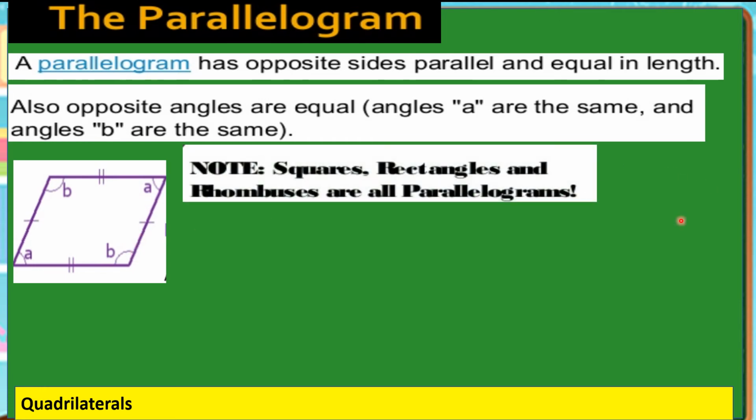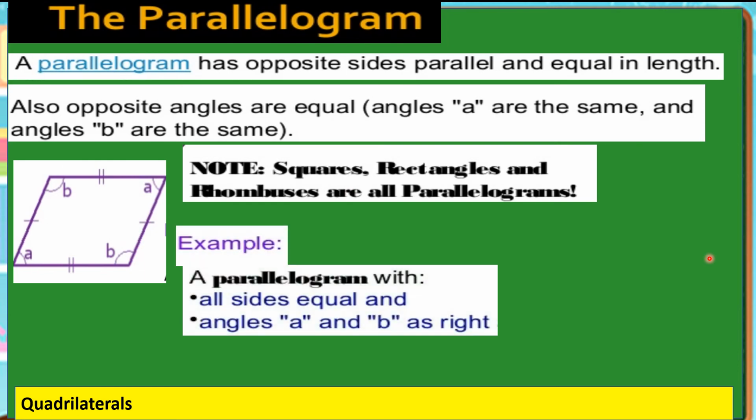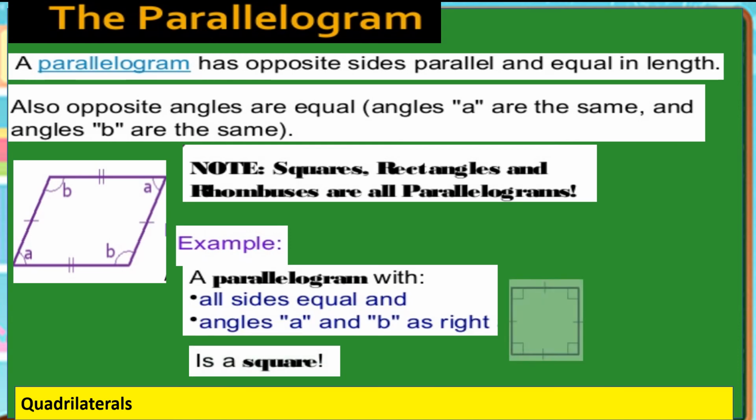So note that the square, rectangle, and rhombus are all parallelograms. So there are three special parallelograms: the square, the rectangle, and the rhombus. For example, a parallelogram with all sides equal and all angles right angles is called a square.